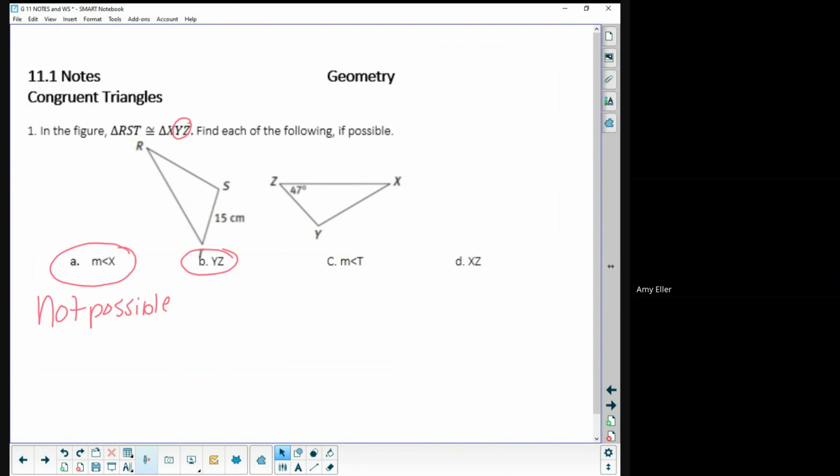which in my picture is right here, and maybe we're not sure which side that corresponds to over here. We're not supposed to guess, so don't just try to eyeball it and guess. YZ, you use this statement up here. YZ is the last two letters listed, so that would have to correspond with side ST. Here's ST, so it actually is 15 centimeters. They match. Those are congruent.